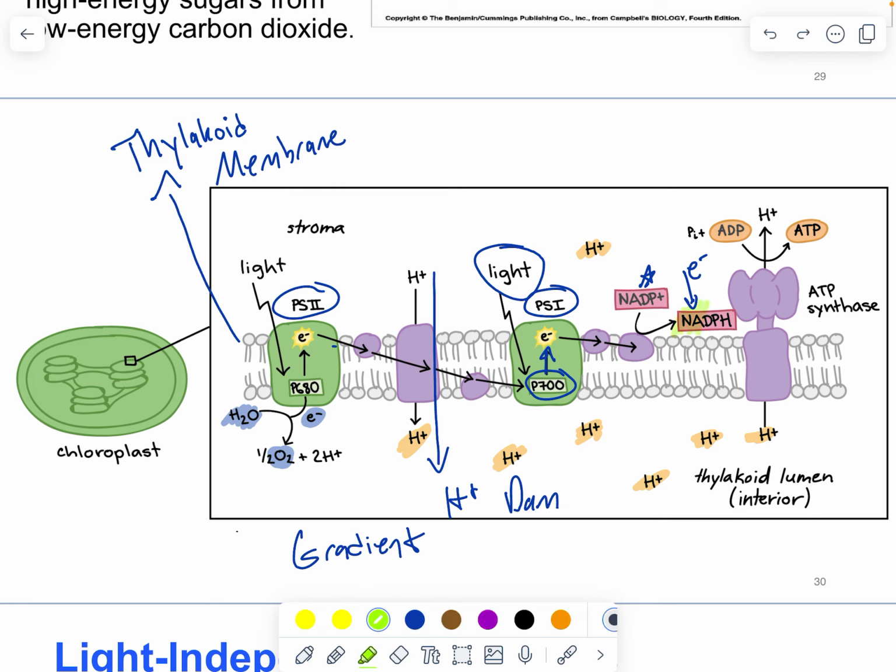So NADPH and ATP are both going to the Calvin cycle, okay? Because they contain energy and reducing power. Don't need to know what that term is right now. But they contain energy and electrons needed to build stuff. And we're going to be building sugars, okay?